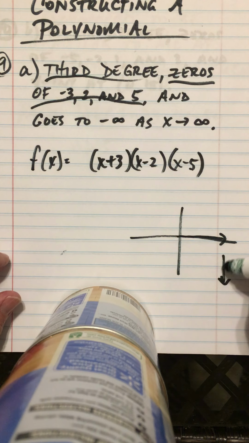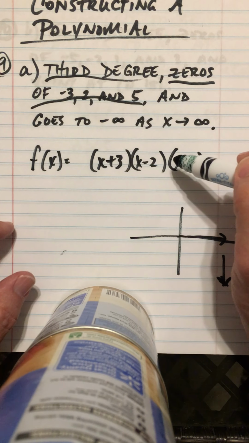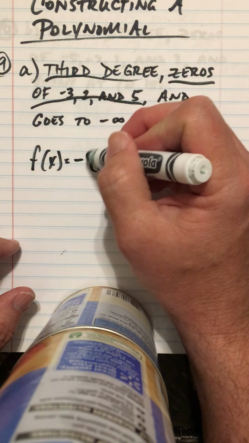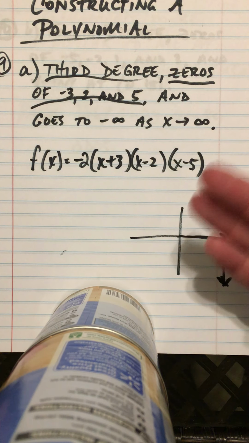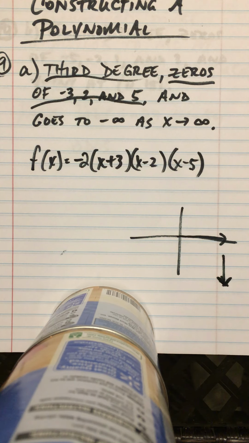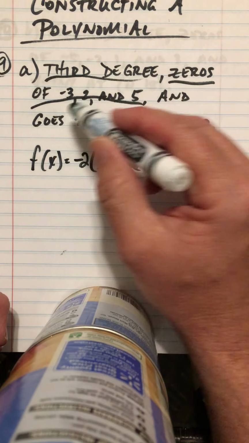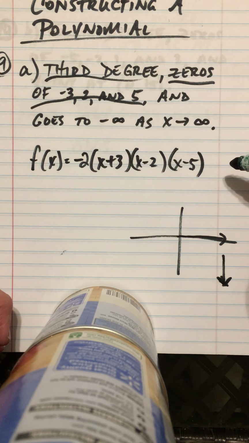To get the right side of the polynomial to go down, I need the leading coefficient to be negative. Which means if I just put a negative number, -2, -4, doesn't matter, -1, I can just put a negative there. That puts a negative in front of this thing, then that is a third degree polynomial with those zeros that goes downhill as x goes big.